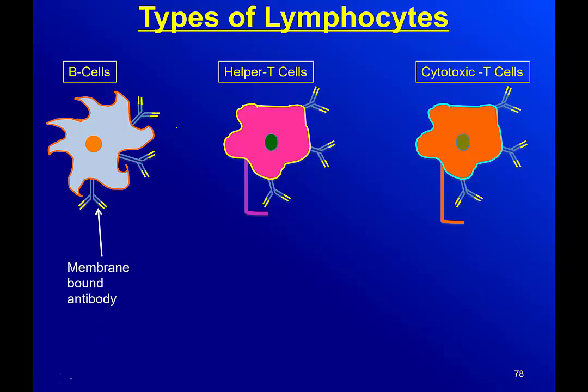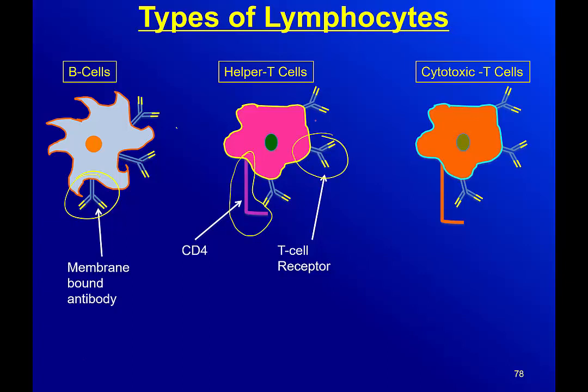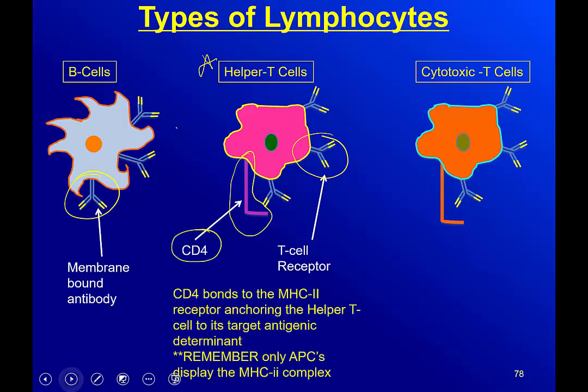In a B cell, on the surface, you have a membrane-bound antibody. But when we're talking about the T cells, you actually have two things. You have a CD4 receptor and a T cell receptor for the helper T cells. CD4 is important. If you've ever known somebody who has HIV, they talk about the CD4 count. It's these cells they're talking about. The cytotoxic T cell, okay, let's rewind. CD4 is basically the bracket that binds to MHC-II.